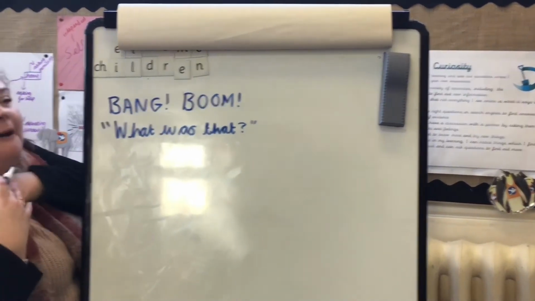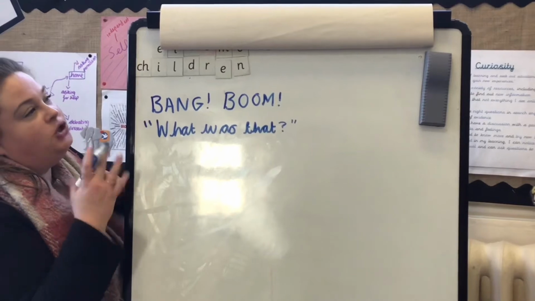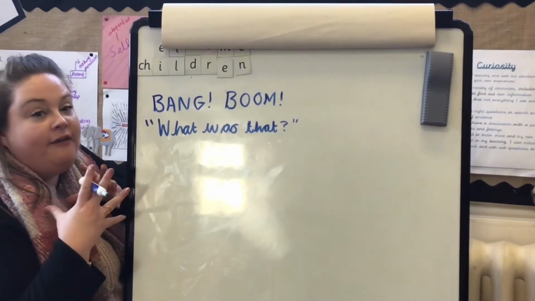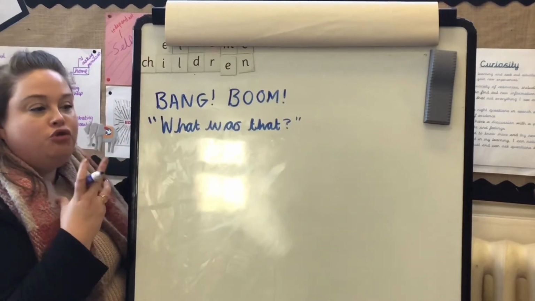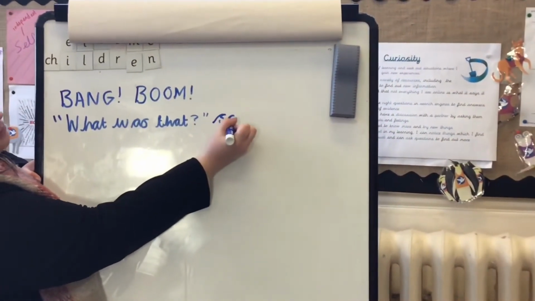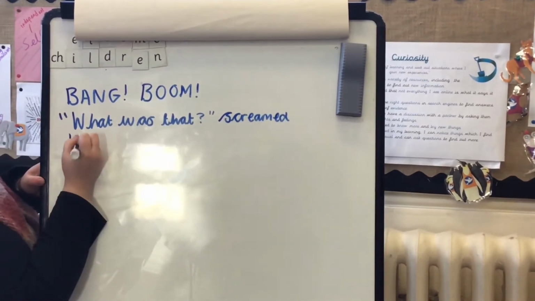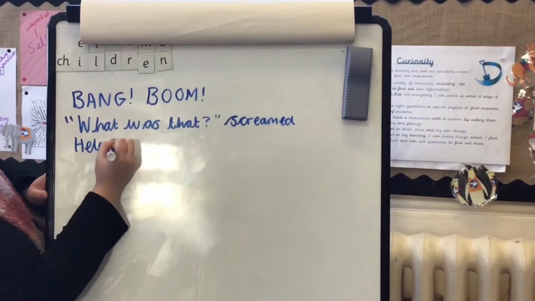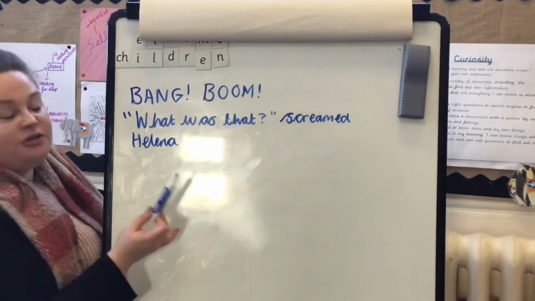Then I'm going to think about how my character said that. So "What was that?" They might whisper it if they're feeling really scared. If it made them jump, they might shout it or scream it. So I'm going to go with, "What was that?" screamed Helena. That's just going to be my main character's name. Just had a little think and decided that. "What was that?" screamed Helena.